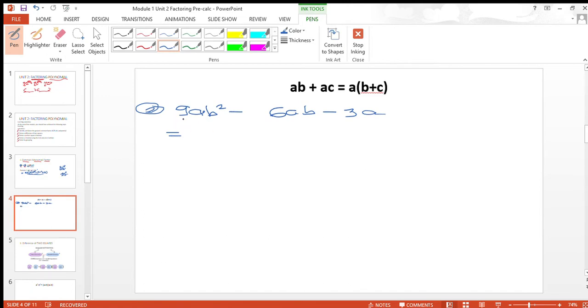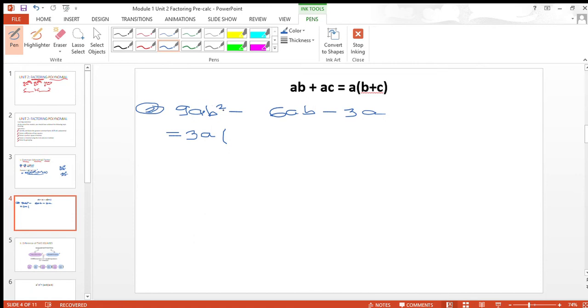We have 9, 6, and 3. So obviously, we can divide the numerical coefficients by 3. Then for the literal coefficients, all the terms are involved with our literal coefficient a, and the lowest exponent is 1. The first two terms have b, but for the last term, we don't have b. Therefore, b is not a common factor. So we will just factor out 3a.